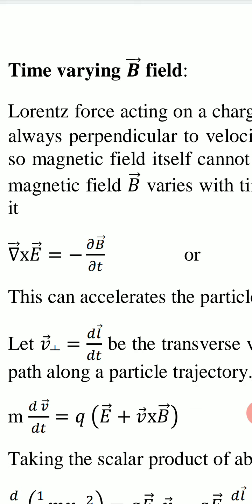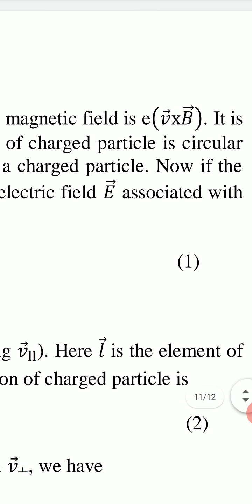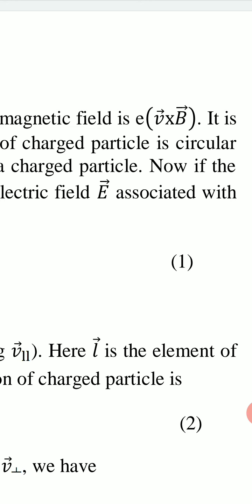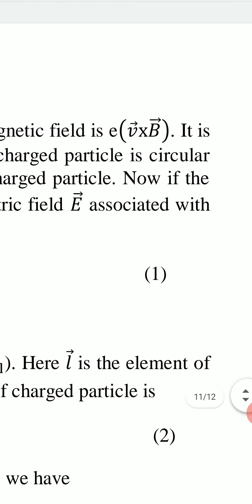Today's topic is time varying magnetic field. Lorentz force acting on a charged particle due to magnetic field is qv cross B. If a charged particle has charge q and velocity v, then the force due to magnetic field B vector is given as qv cross B. The direction of this force will be perpendicular to both v vector and B vector.